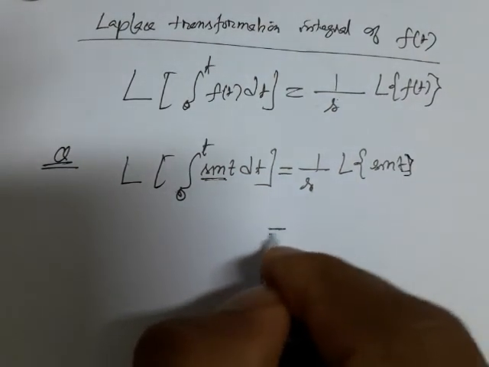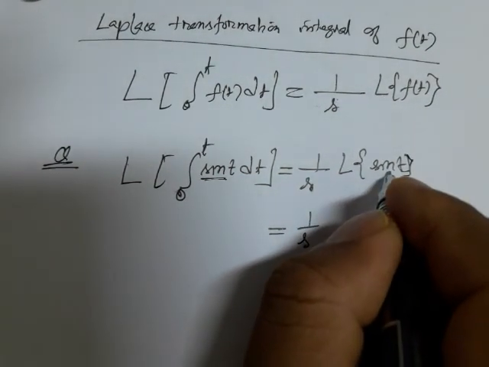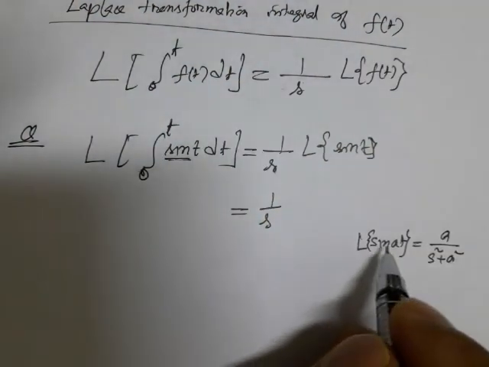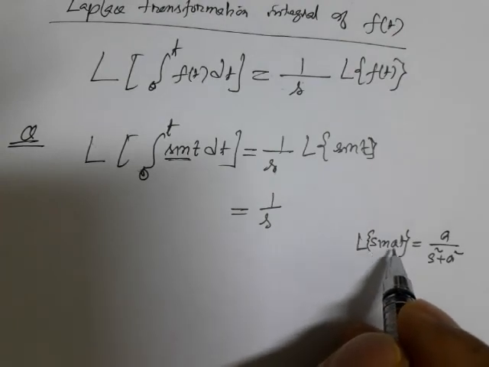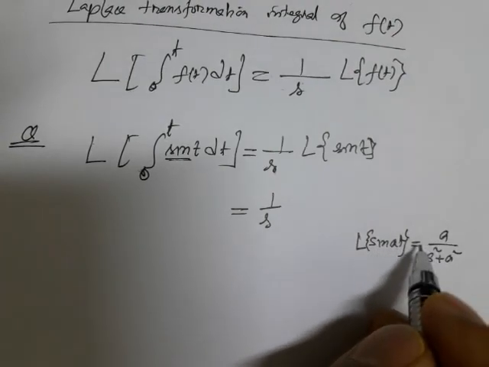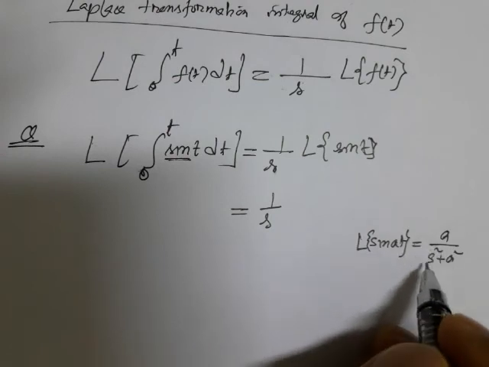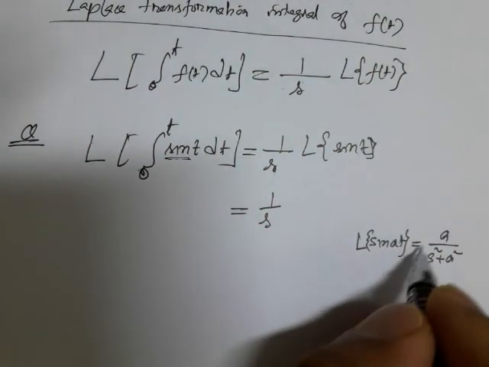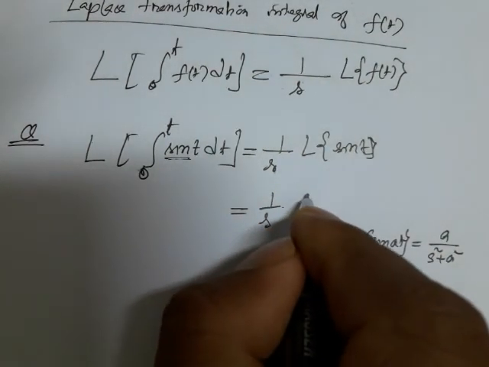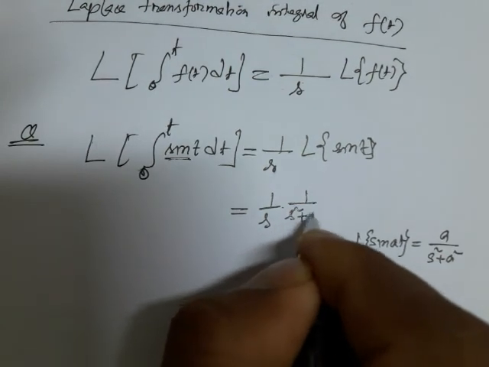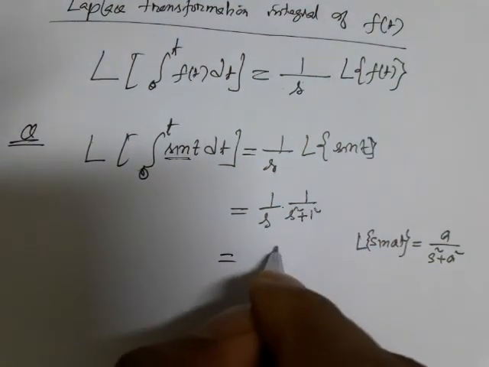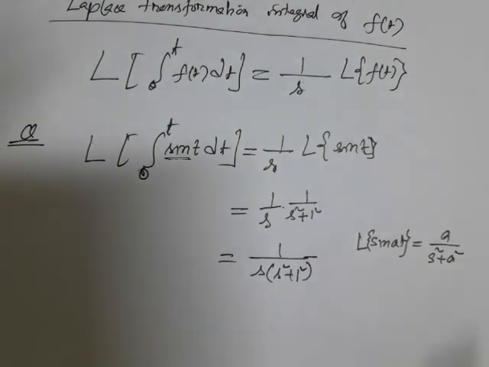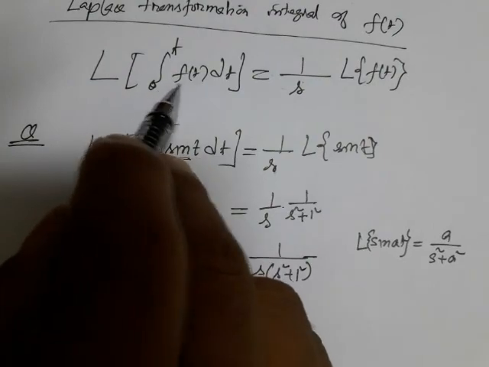So what will be this? We know the formula for sin t. What was the formula for sin t? See this formula. This is the formula for Laplace transform of sin at. The formula is L of sin at equal to a by s square plus a square. So what is a here? a is 1. So using this formula, what can we write? 1 by s square plus 1 square. So the answer is 1 by s into s square plus 1 square. This is one application of this Laplace transform integral formula.